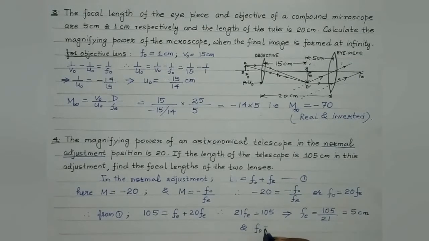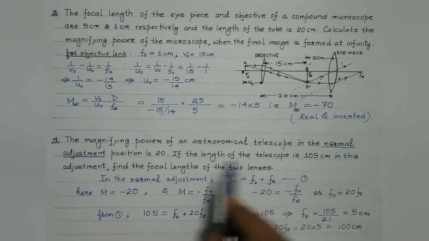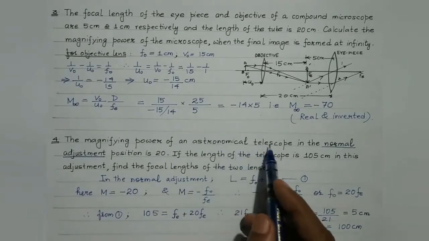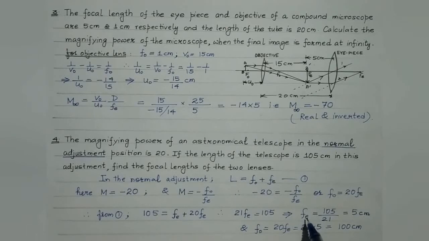And f0 is equal to 20 times fe. So 20 times fe, that is 20 multiplied by 5, that is 100 centimeter. So students, in the normal adjustment of this particular astronomical telescope, the focal length of the eye lens is found to be 5 centimeter and the focal length of the objective is found to be 100 centimeter. And as we are aware, for high magnifying power, the focal length of the objective should be large while the focal length of the eye lens should be small.